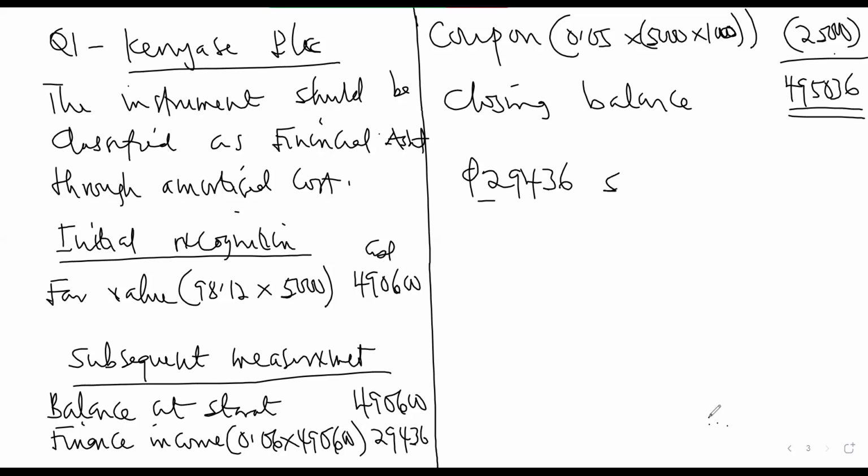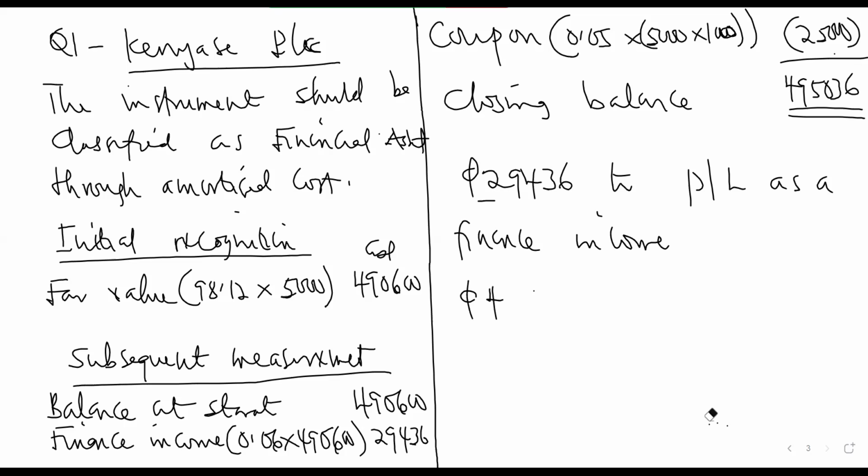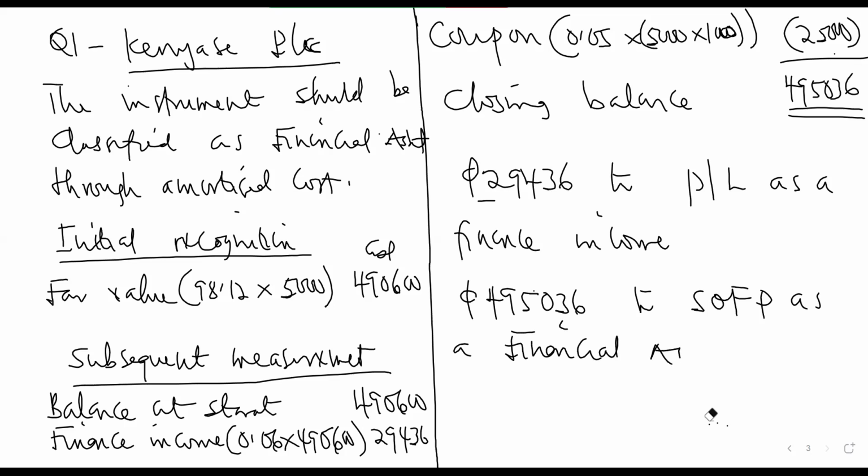29,436 to profit or loss as a finance income, and 495,036 to statement of financial position as a financial asset. So this will be classified as a financial asset. Please, the duration is more than a year, so this will be a non-current asset. Okay, that will be a non-current asset.